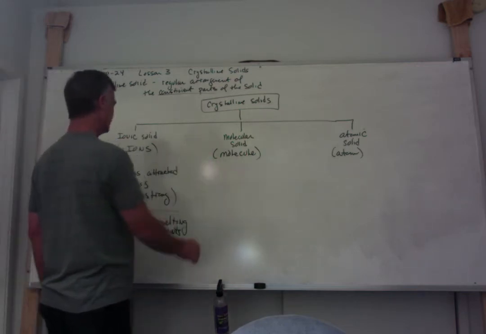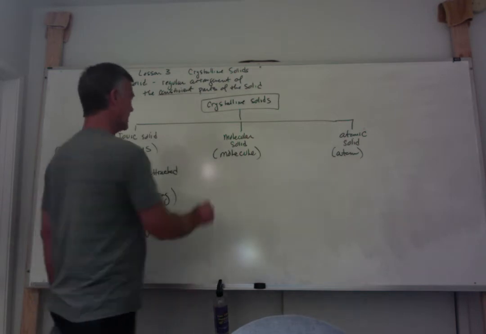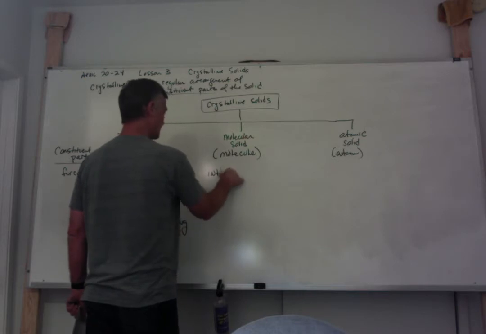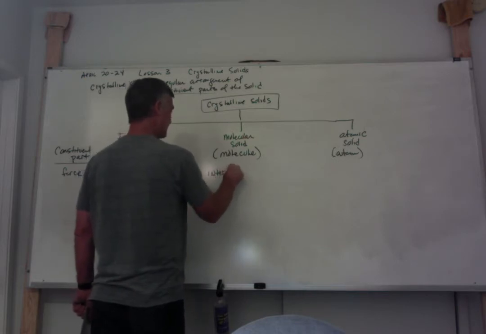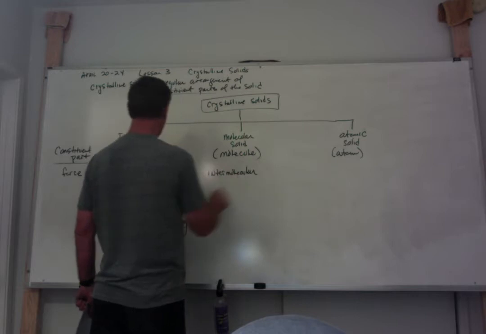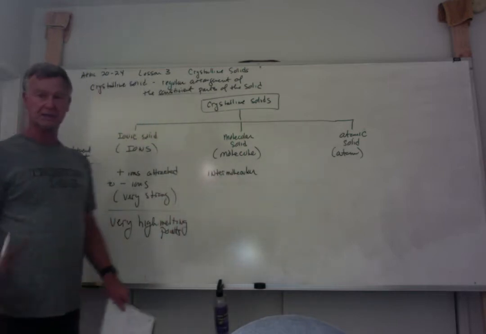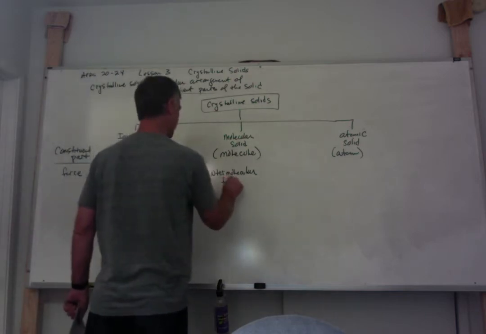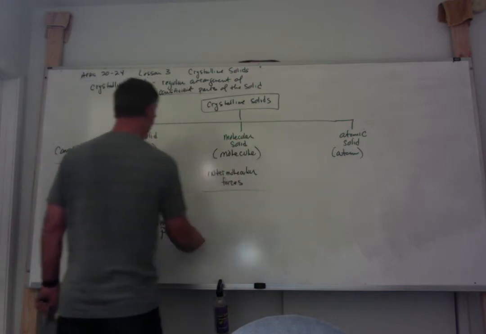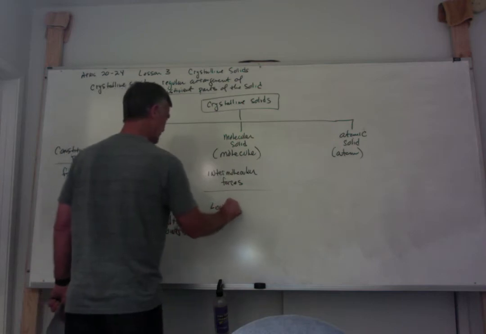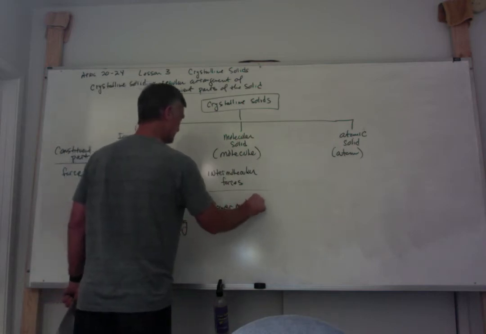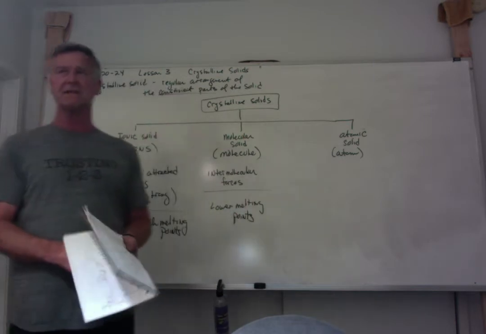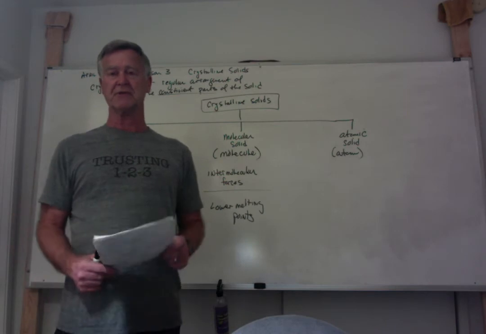Molecular solids are held together by molecules. These are held together by the intermolecular forces. And intermolecular forces here are much weaker than the ionic bonds that are holding this together. And as a result, we expect that you have lower melting points. And by the way, the size of the molecules would make a difference as well.